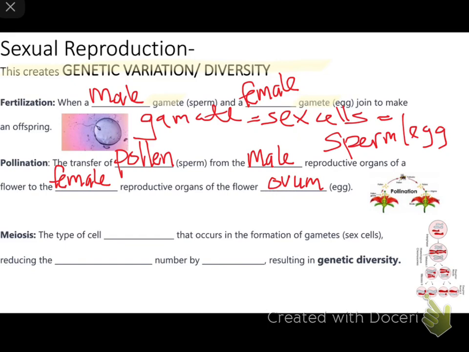Meiosis is the last type of sexual reproduction we're going to talk about. This is the type of cell division that occurs in the formation of gametes, again, sex cells, reducing chromosome number by half, resulting in genetic diversity. It's sort of like mitosis, which you saw a couple slides ago, but here it's going to divide twice instead of one time. You're going to start with 46, it's going to divide to 23, and so you're going to get 23 from your mom and 23 from your dad, and so you're getting more diversity.